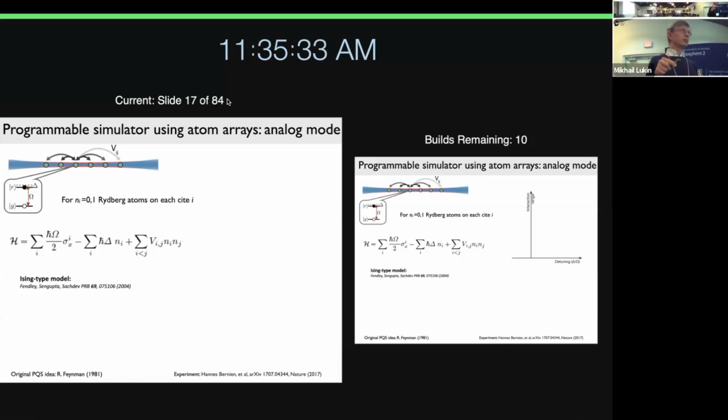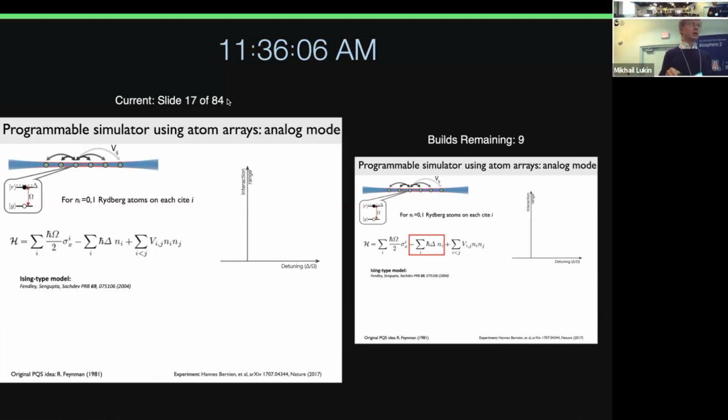If you write down the Hamiltonian which describes this chain, it will have several terms. It will have a Rabi oscillation term, a detuning term with the number of Rydberg atoms on each site, and an interaction term. Written in this way, this Hamiltonian corresponds to an Ising type model, and you can ask, for example, what's the ground state of this Hamiltonian? This ground state can be characterized by two axes.